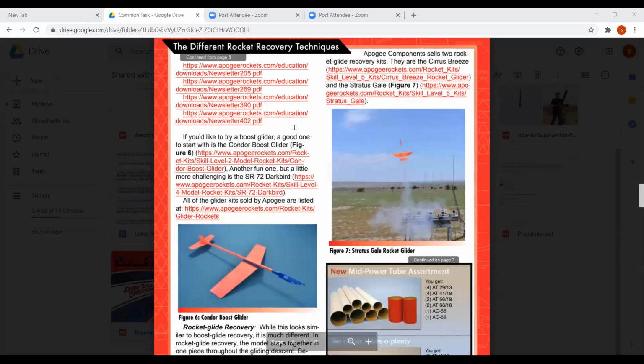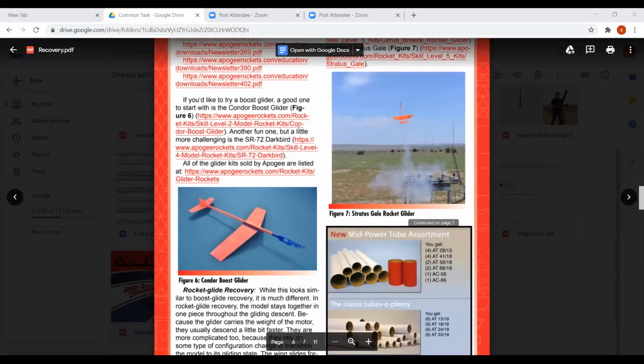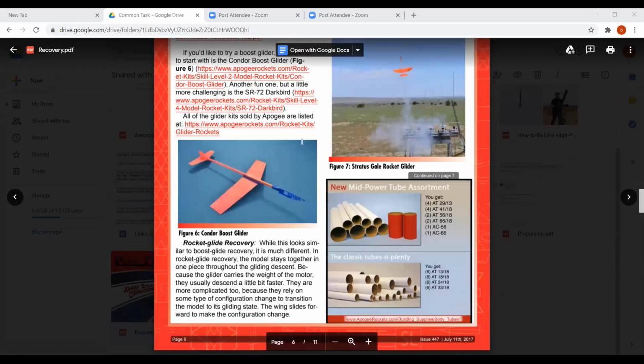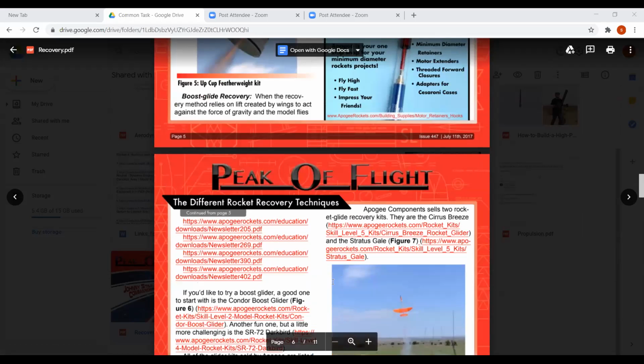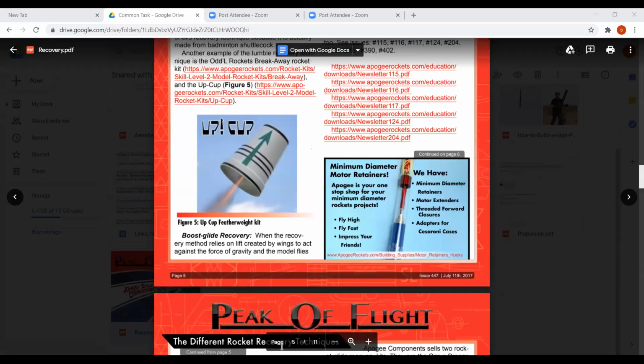Okay, so the other things are boost glide recovery and rocket glide recovery. It's all gliding things. Guys, please go through it. It's really important. Thank you.